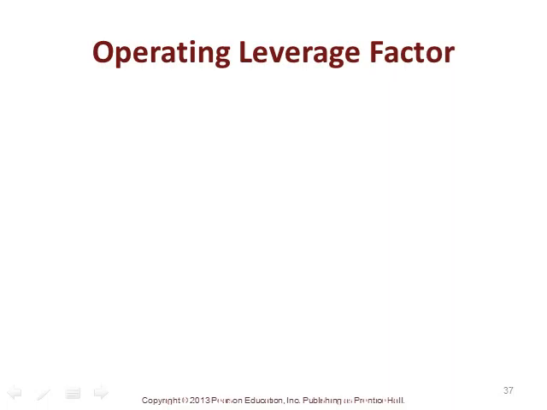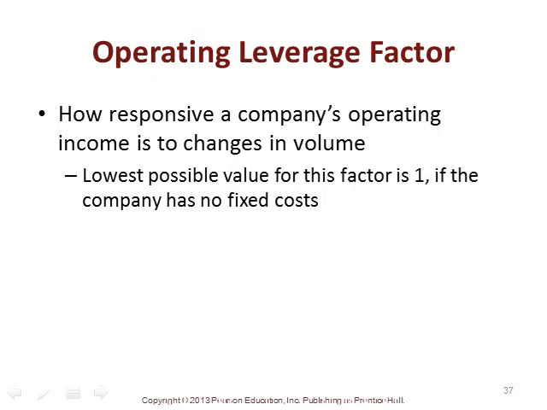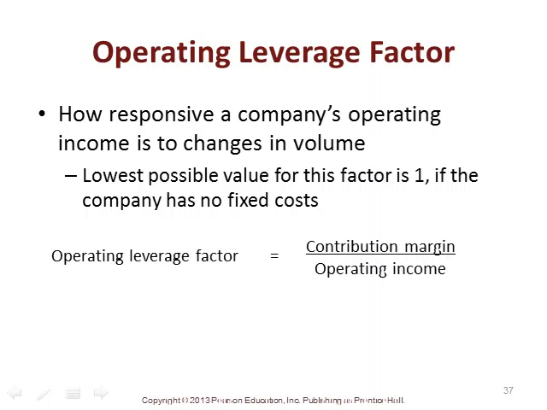So now we want to talk about operating leverage. What this talks about is how responsive a company's operating income is to changes in volume. The lowest possible value for this factor is 1, and that's assuming the company has no fixed cost. And we calculate the operating leverage factor by simply dividing the contribution margin by the operating income.